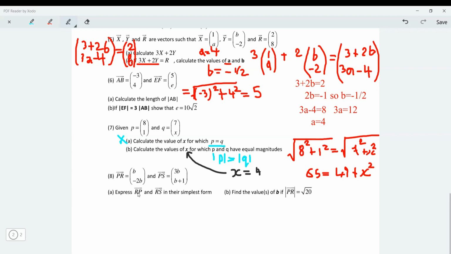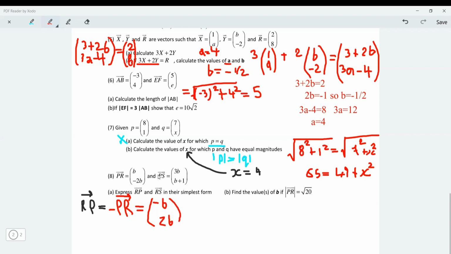Now the final one says, express RP and RS in their simplest form. RP, now look at this, they give you vector PR. So if you want vector RP, you have to remember it's the opposite direction. So RP is equal to negative PR. That is going to be vector RP. Negative PR in vector form is going to be minus b, b.